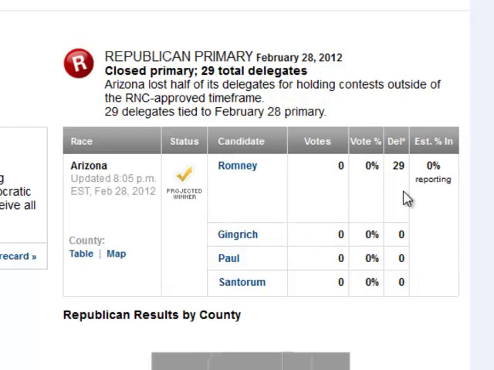With 0% reporting, they've already projected the winner. How do you think that's possible? Well, part of it, again, may be subjective probability assessment and just knowing that Romney had an enormous lead in the polls leading up to this primary.